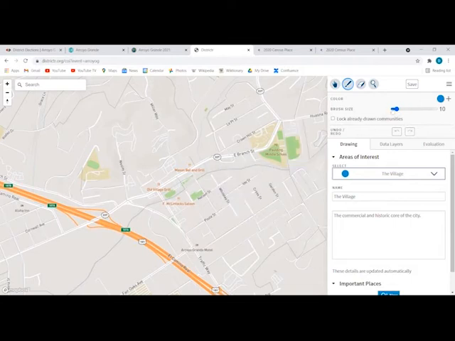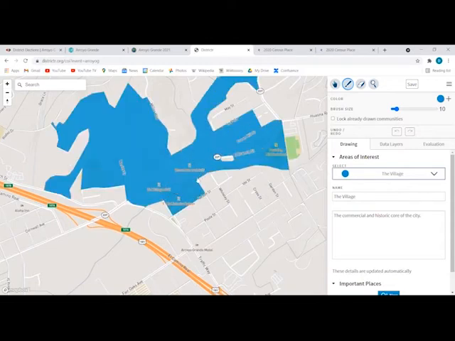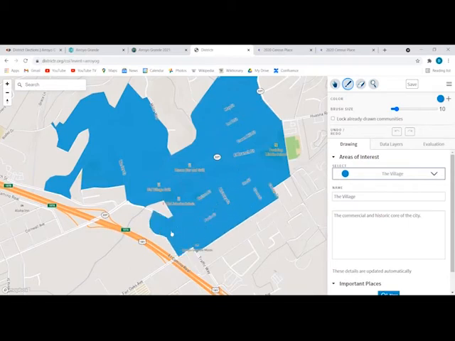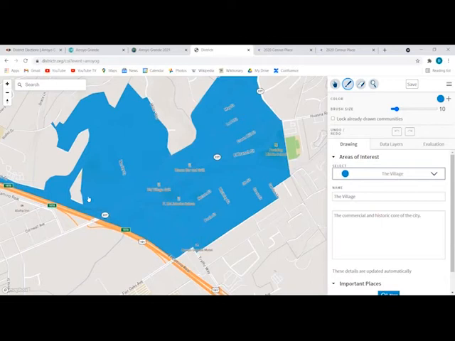So once you have a good brush size, then you can start filling in these blocks. And all you have to do is click and drag. And once you finish, you let go of your cursor, and that's it. That is your neighborhood or your community of interest that you've defined.